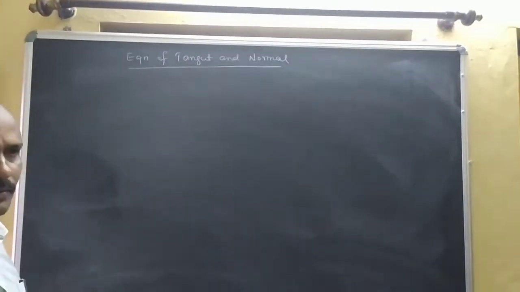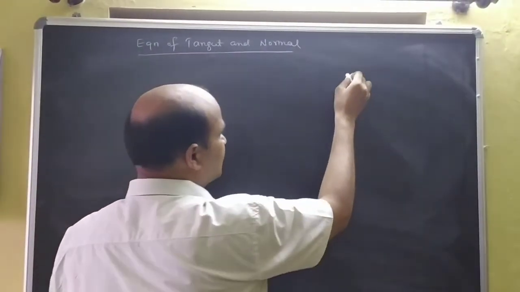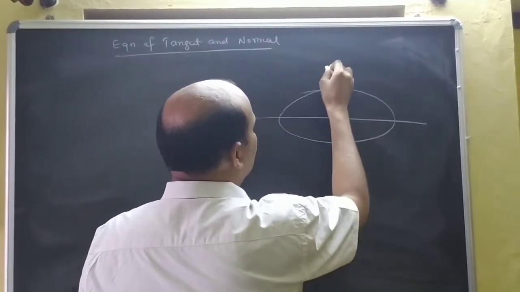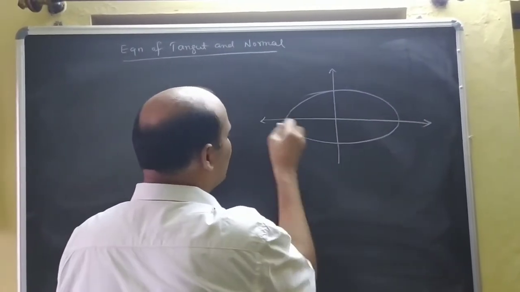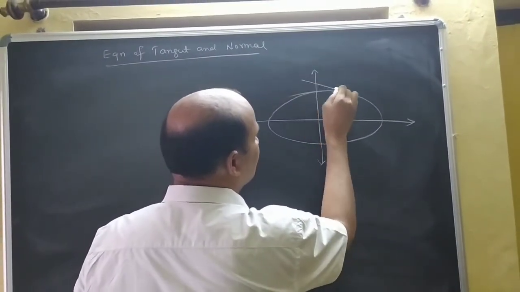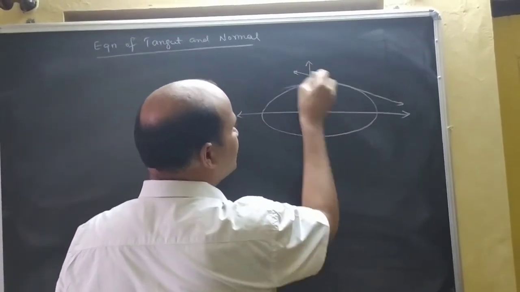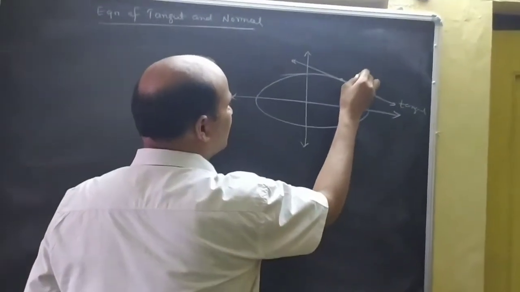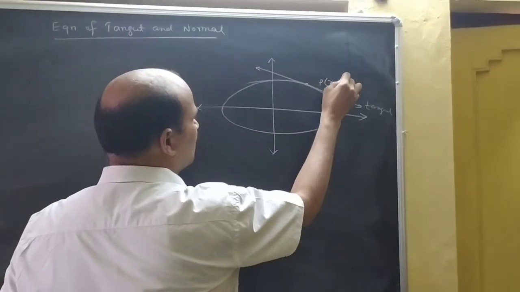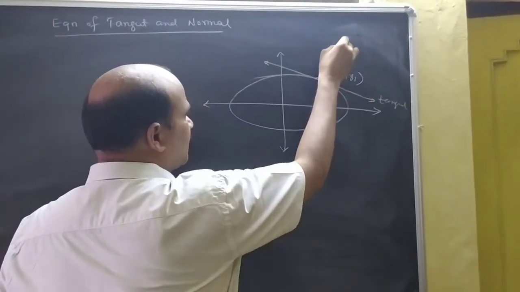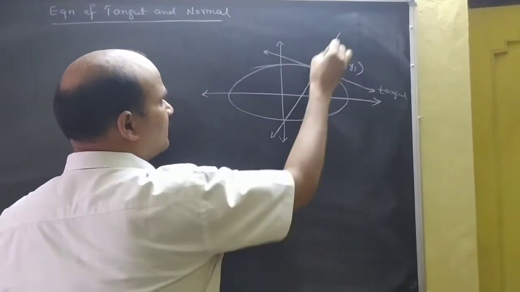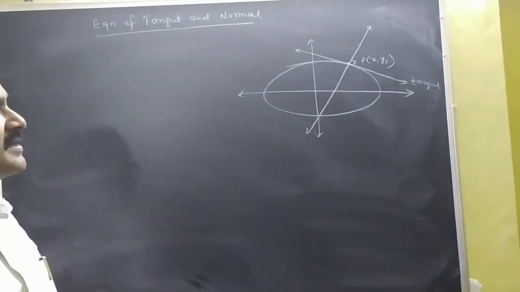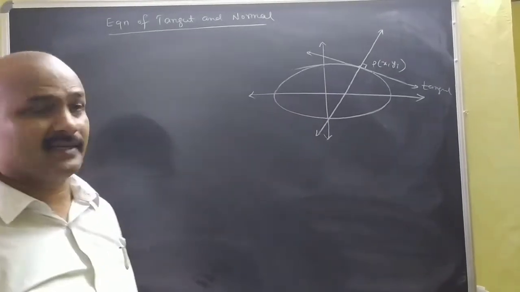Now with respect to the point, let us discuss the tangent and normal. The standard form of an ellipse we can consider. Let us take this as the tangent. Now this is the point of contact, P is (x1, y1), and this is the normal. So the normal is the line which is perpendicular to the tangent and passing through the point of contact.